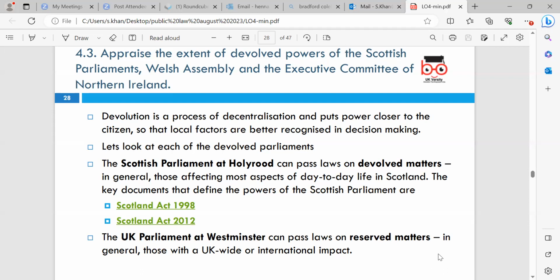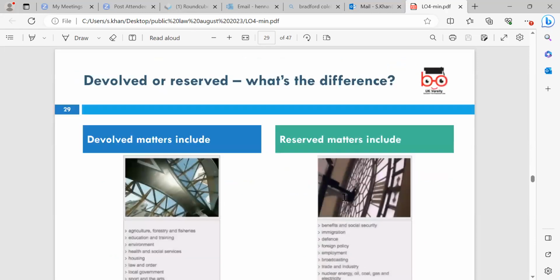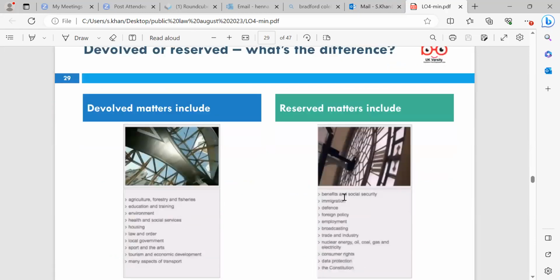The Scottish Parliament at Holyrood can pass laws on devolved matters, in general those affecting most aspects of day-to-day life in Scotland. The key documents that define the powers of the Scottish Parliament are the Scotland Act 1998 and the Scotland Act 2012. You can link to them if you want to have a look at what each act actually states. The UK Parliament at Westminster can pass laws on reserved matters, in general those with a UK-wide or international impact. Devolved or reserved, what's the difference?